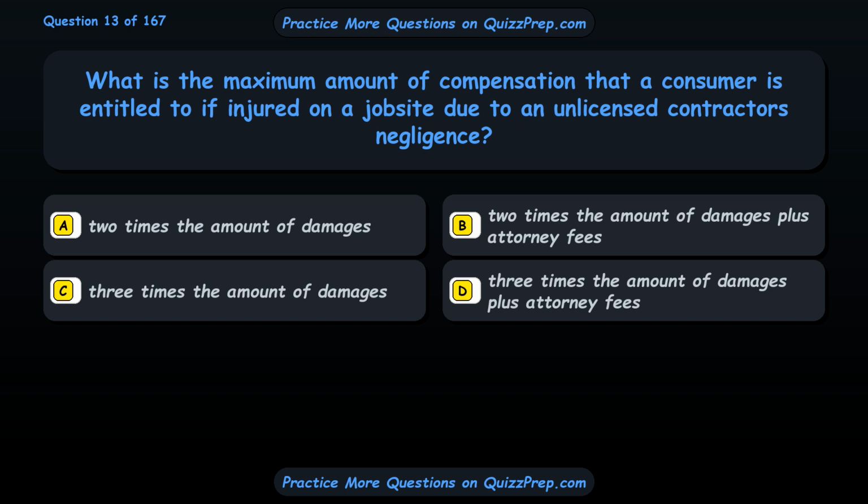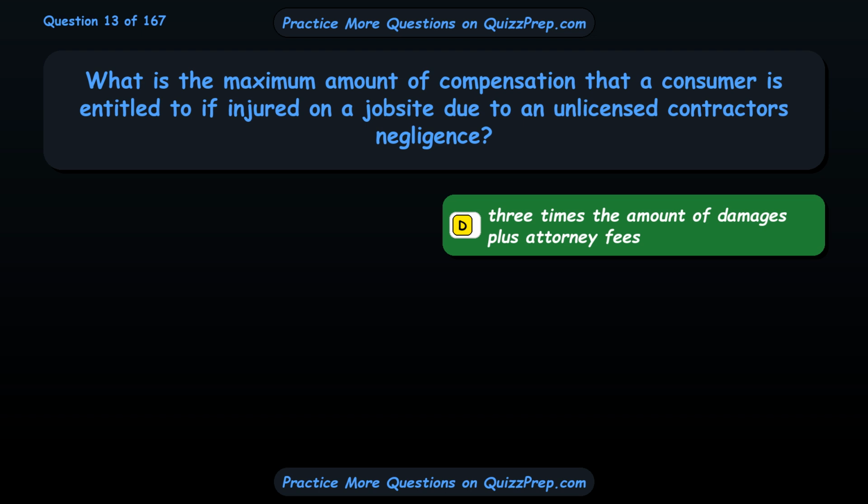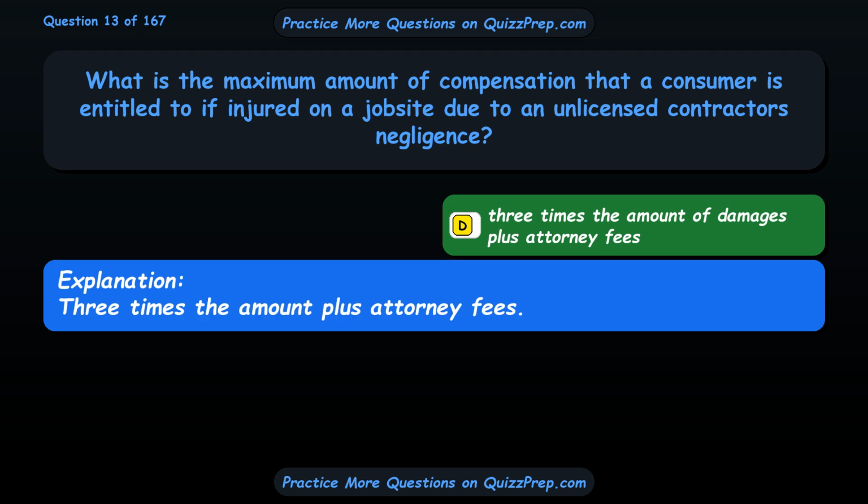Option A, 2 times the amount of damages. Option B, 2 times the amount of damages plus attorney fees. Option C, 3 times the amount of damages. Option D, 3 times the amount of damages plus attorney fees. The correct answer is option D, 3 times the amount of damages plus attorney fees. 3 times the amount plus attorney fees.